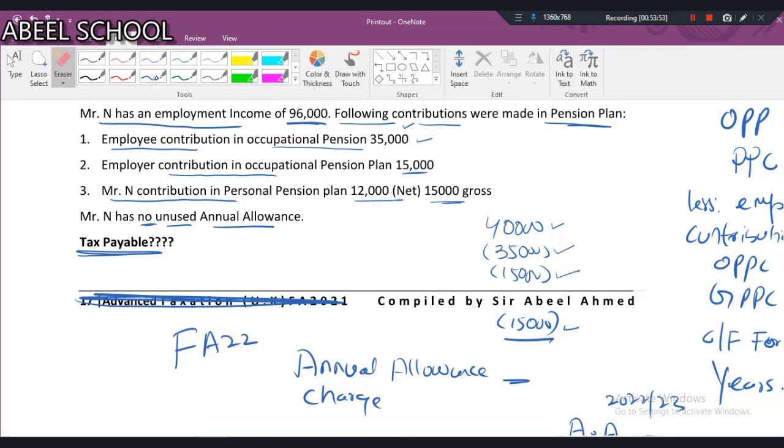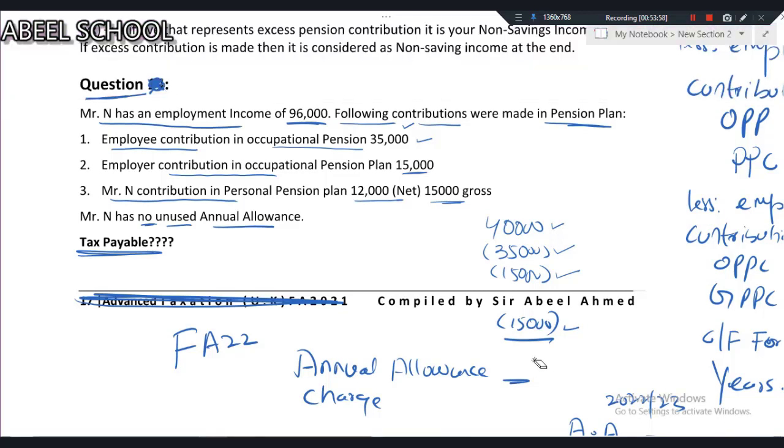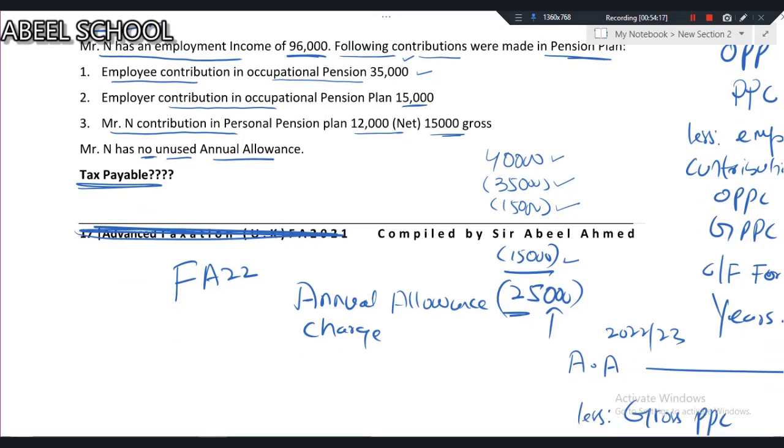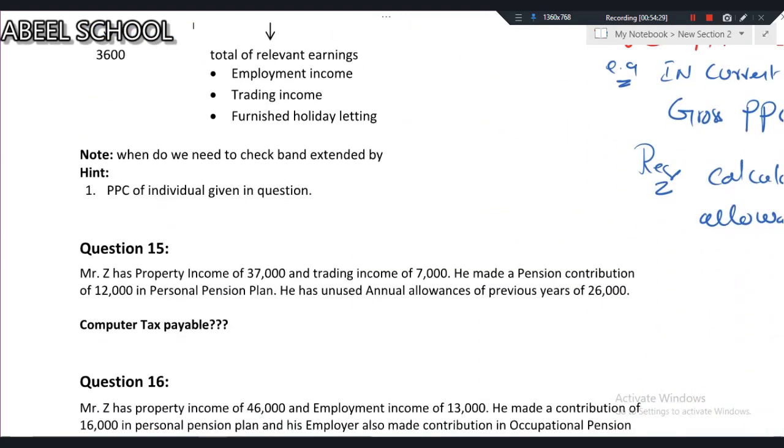Okay. 40 minus this. So annual allowance charge will arise on 25,000. So basically the annual allowance charge arises on 25,000. So additional contribution is 25. On this additional contribution of 25, you have to pay tax and applicable tax rates are from the non-saving income. Dear student, this is your working one. The annual allowance limit is 40, but the contribution is 25,000 more than the limit. That is treated as annual allowance charge.